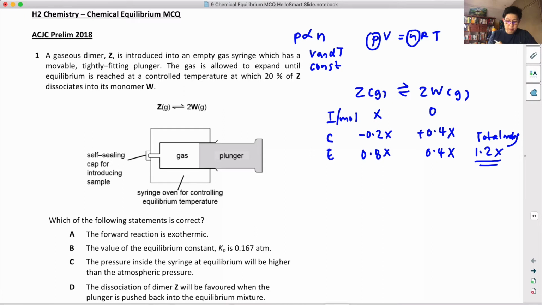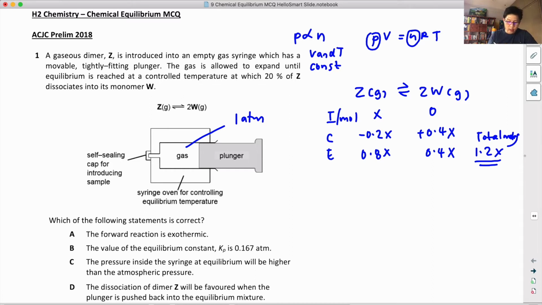Since the plunger doesn't move at equilibrium, we can take it that the inside pressure of the gas is the same as the outside pressure of the gas, and we're going to take it to be 1 atm. So at equilibrium, the gas inside is also 1 atm.